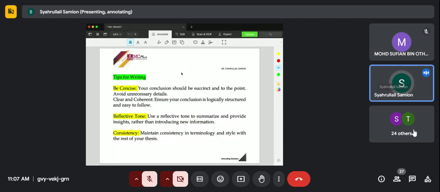We already discussed how to write results and discussion, and then how to write your conclusion, and finally we start on writing. For writing, it includes the idea of how to self-check your thesis. Okay, so we go to this slide first. Tips for writing: be concise.